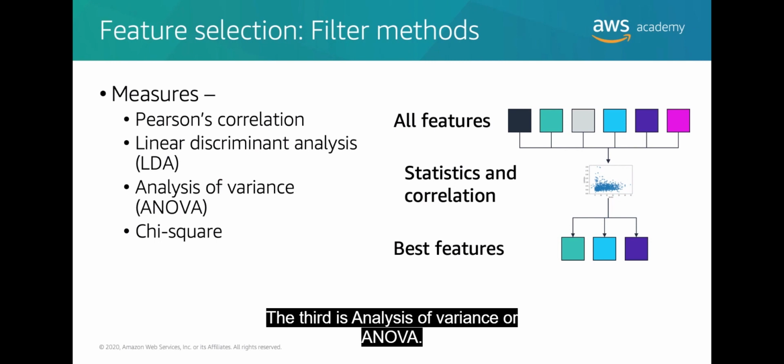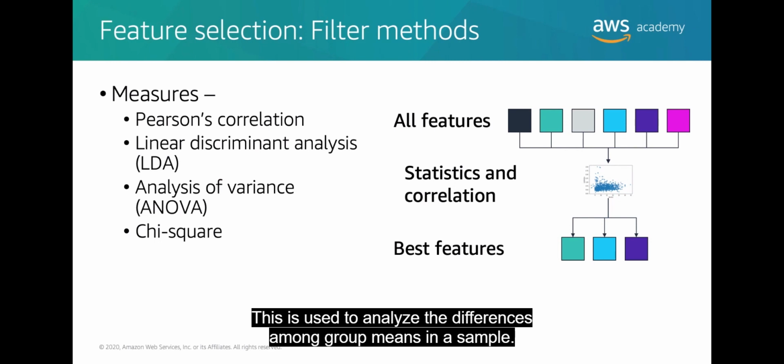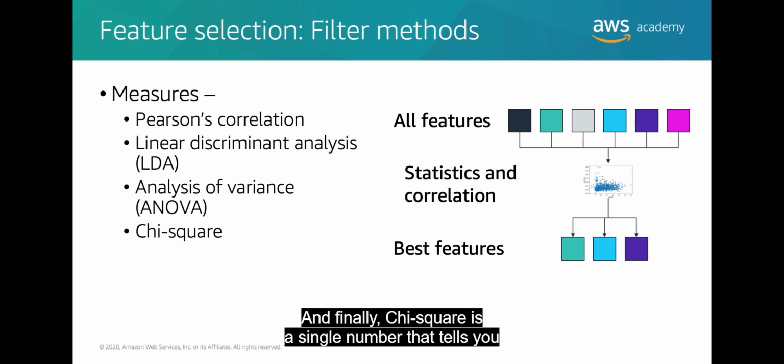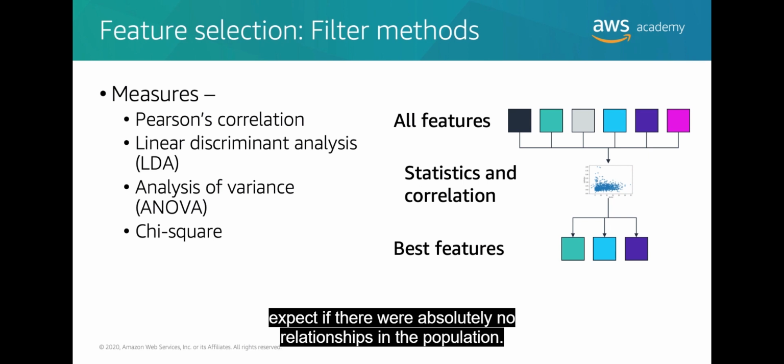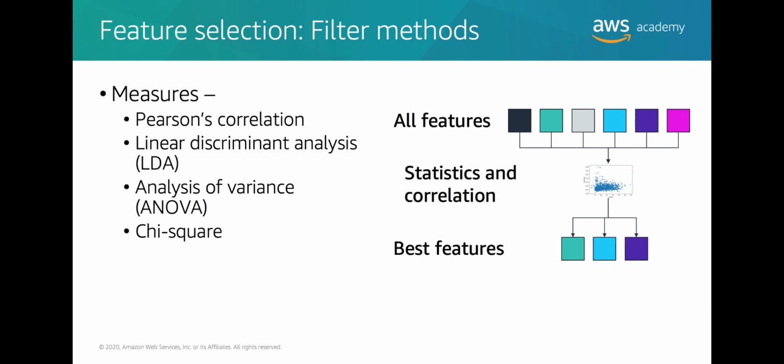The third is analysis of variance, or ANOVA. This is used to analyze the differences among group means in a sample. And finally, chi-square is a single number that tells you how much difference exists between your observed counts and the counts you'd expect if there were absolutely no relationships in the population.